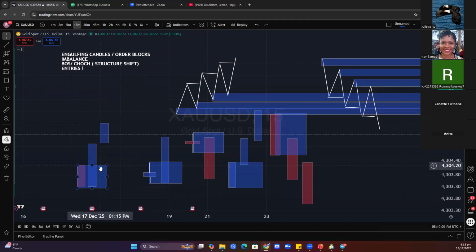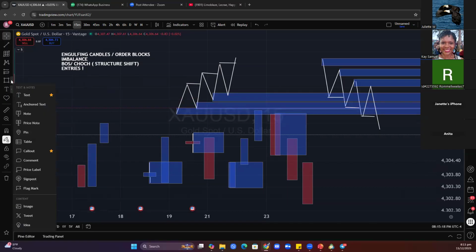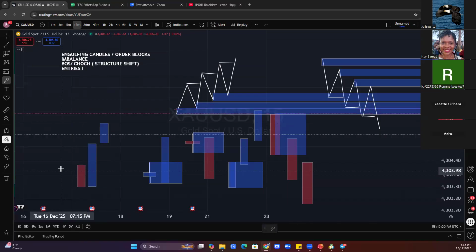Now let me show you. If you look at this, I'm going to move this. We had the last seller in the market here. The last seller was literally right there.